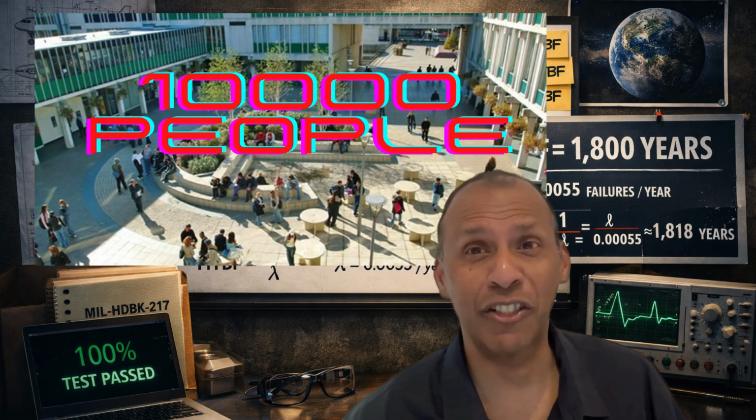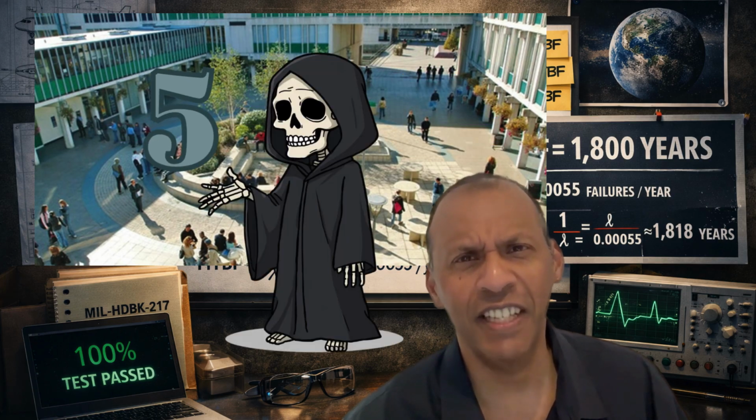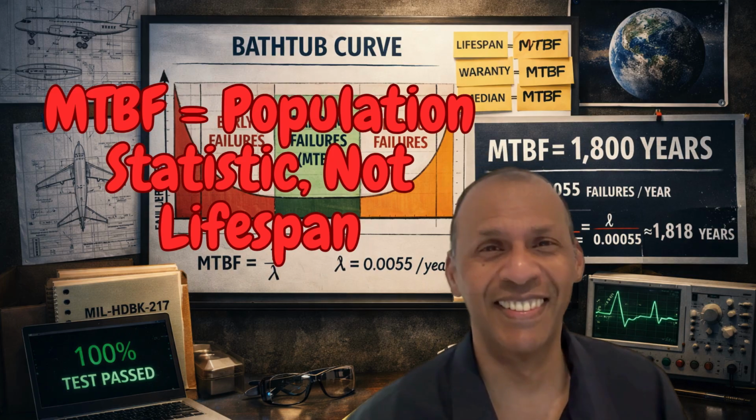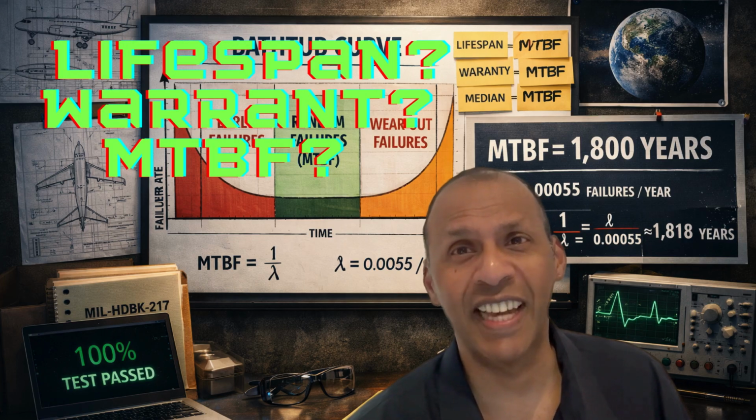In a campus of 10,000 people, this number predicts about 5 random deaths per year. If that feels uncomfortable, that's good. That's what MTBF is supposed to do. By the 5-minute mark, you'll never confuse lifespan, warranty, and MTBF again.